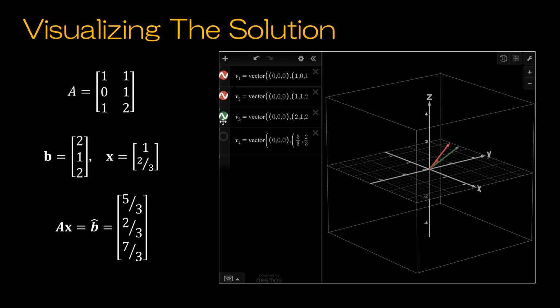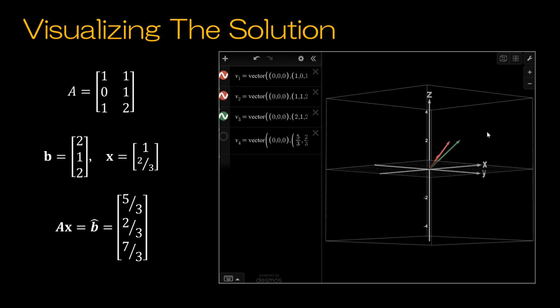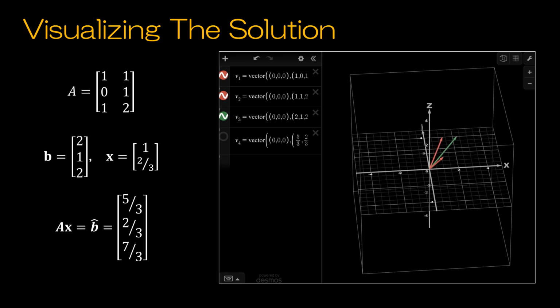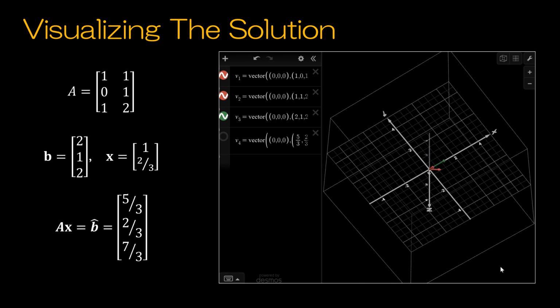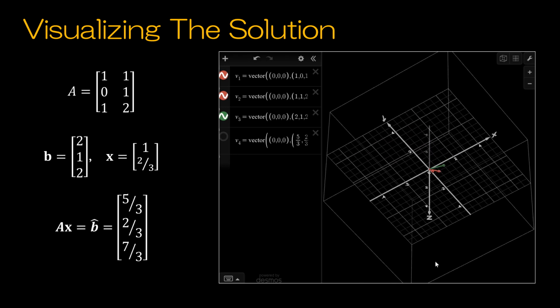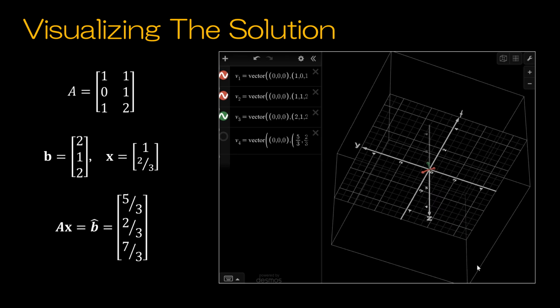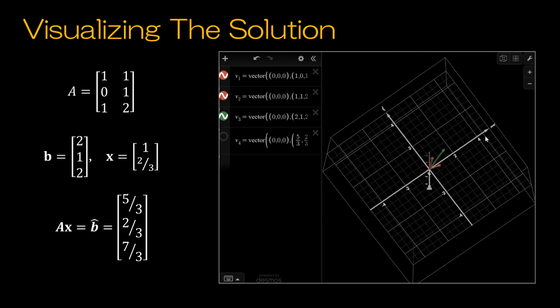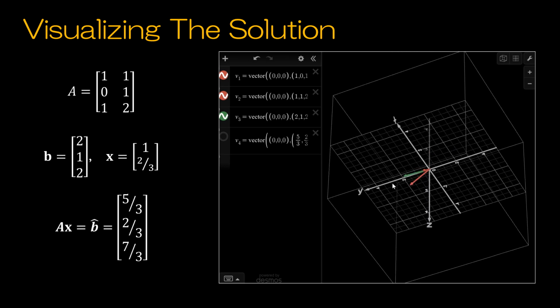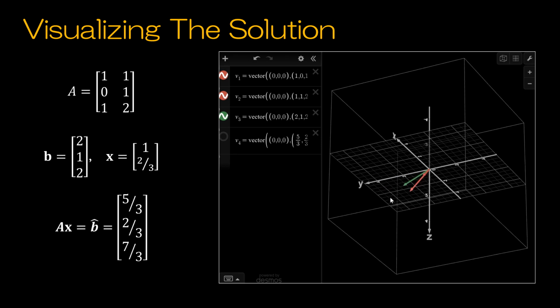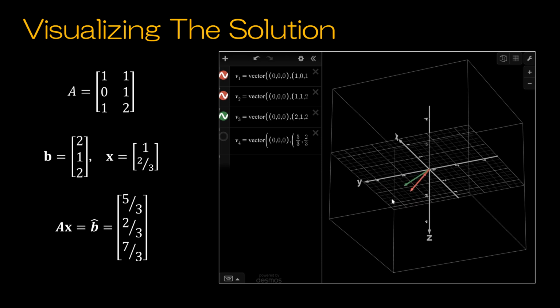This is vector B. We can see that if we were to create a plane from those two red vectors, vector B would not be on it. We can see the plane created by the red vectors would look something like this, and obviously B is not on that plane. You can move it around all you want so you can see exactly what I'm talking about, but B would not be on that plane.